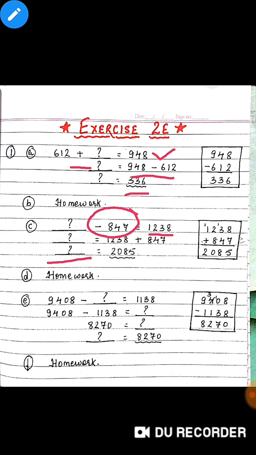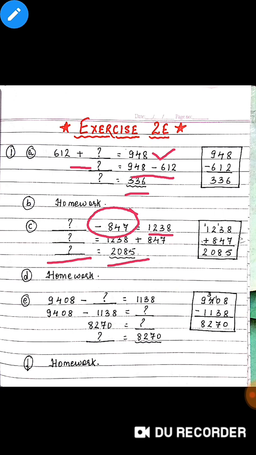Now once you add them, you will get what? 2085. Now can you see this big number 2085 is greater than both the other numbers which are given to you. So obviously this big number minus 847 will give you 1238.